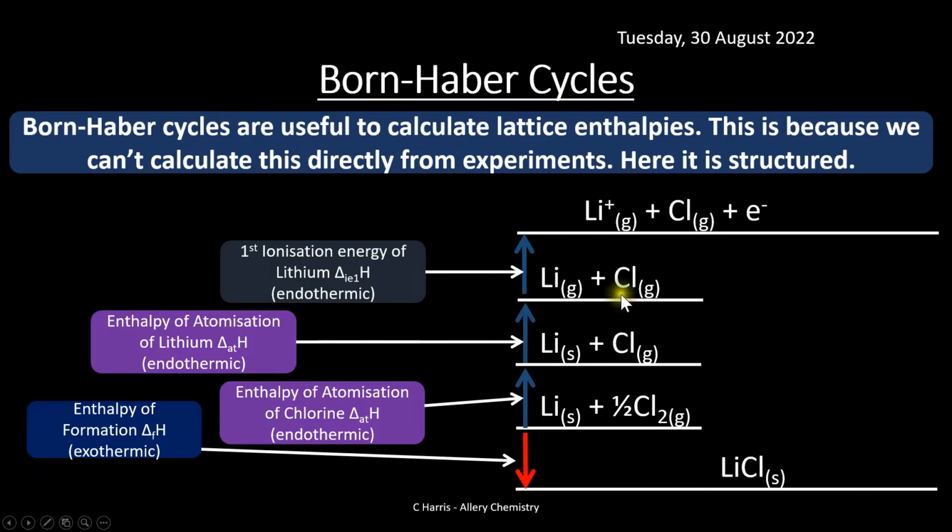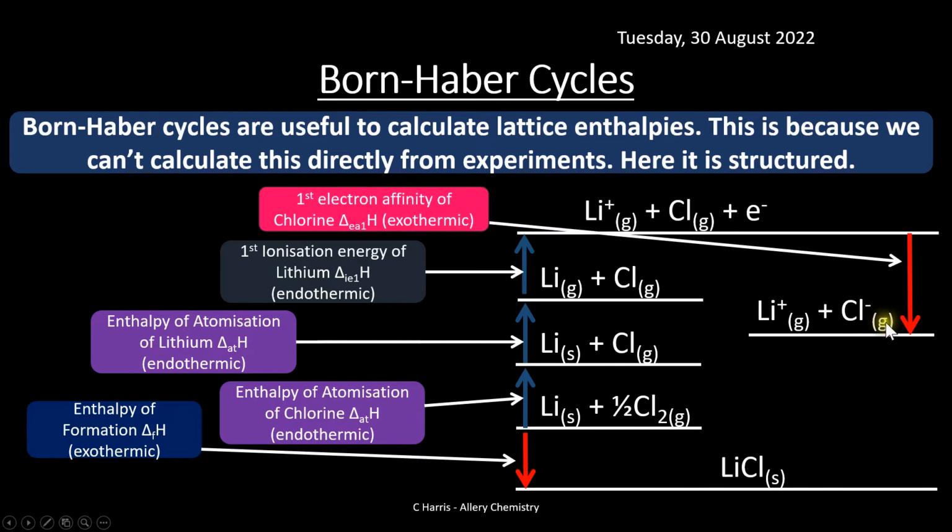That's the next step. Lithium is going to lose an electron, of course, and you're going to produce Li plus with your electron and Cl. I'm jumping ahead here, and then we need to form Cl minus gas as well. So Cl minus is effectively, we're going to take that electron and add it on there.